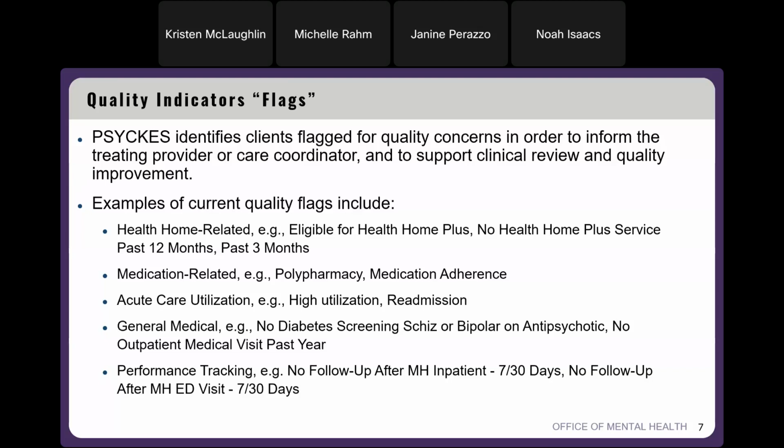We also have the general medical. So people who didn't get a diabetes screening while they're on an antipsychotic, and those who haven't had an outpatient medical visit in over a year. We also have some of the performance tracking measures, which are run by DOH, and those have a little bit of a different look-back period. They have a delay of a 6-month maturation period, but those are also some of the hospital-related measures, right? So people who aren't getting that really important and necessary follow-up after an inpatient stay or after an ED visit. So those are really key metrics that you're able to track within the PSYCKES application.